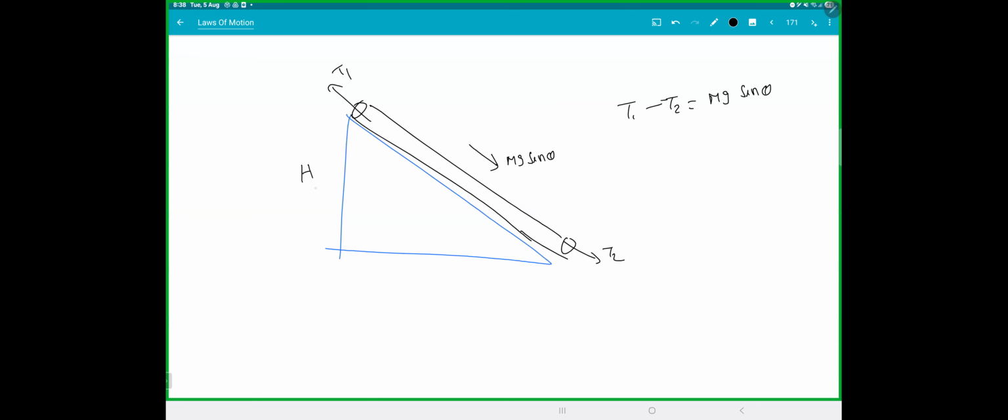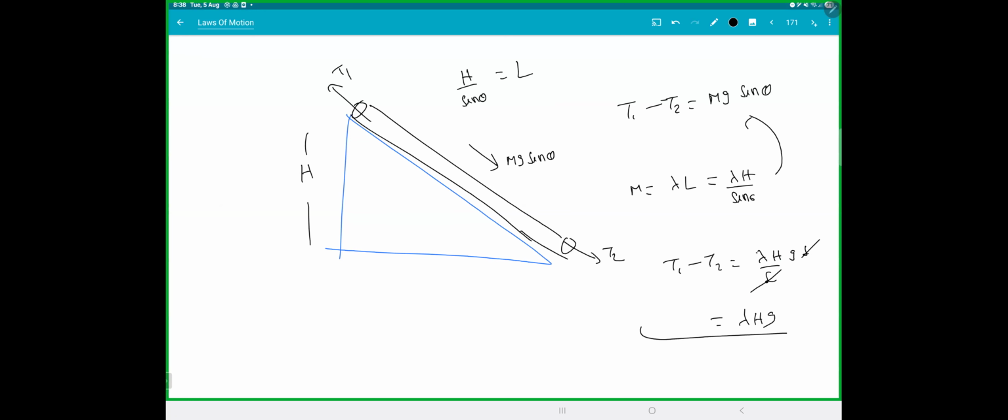If this height is h, this hypotenuse will be h by sine theta. That is the length of the rope. So the mass of the rope will be lambda into L, which will be lambda h by sine theta. I'll substitute here. I will get T1 minus T2 is equal to lambda h by sine theta into g sine theta. Sine theta cancels. I'll get lambda h g. That's your answer.